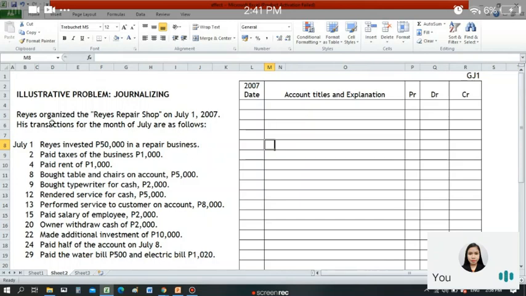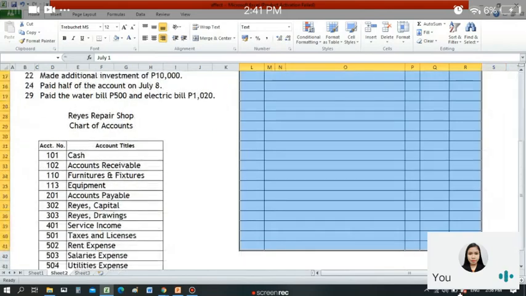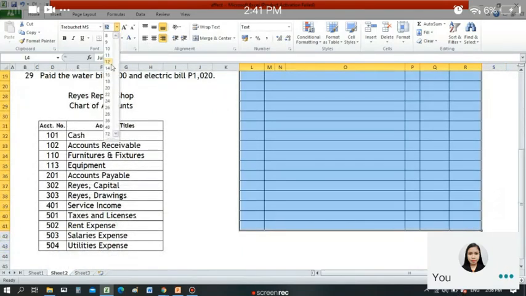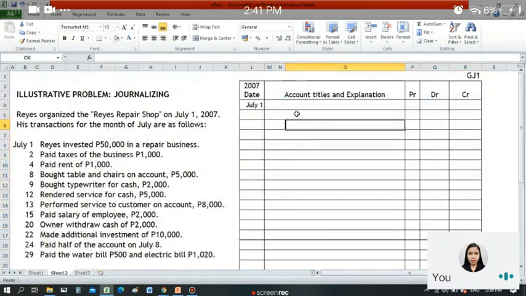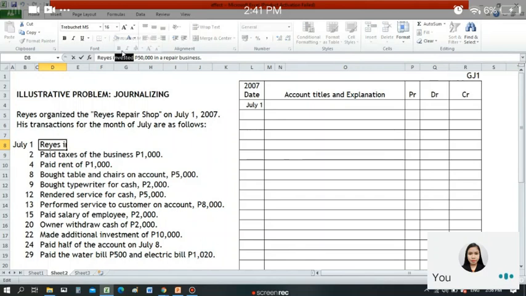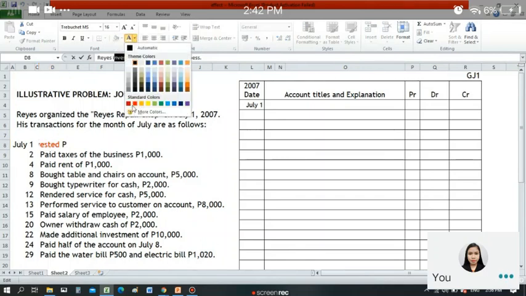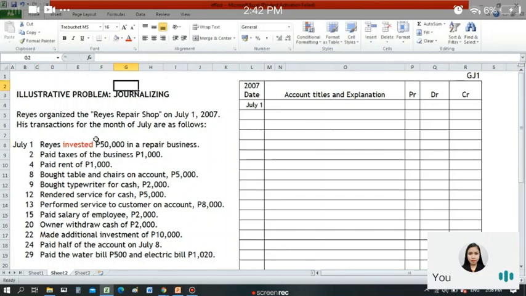Next, first is the date, July 1. Gawin natin medyo malaki yung format para kita. Yan, medyo okay. So on July 1, the transaction was Reyes invested 50,000 in a repair business. So when we say invested, so I will highlight it as a hint word for you. So when we say invested, meaning capital. So the capital will increase.